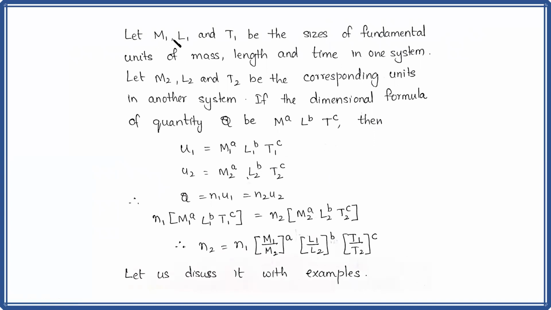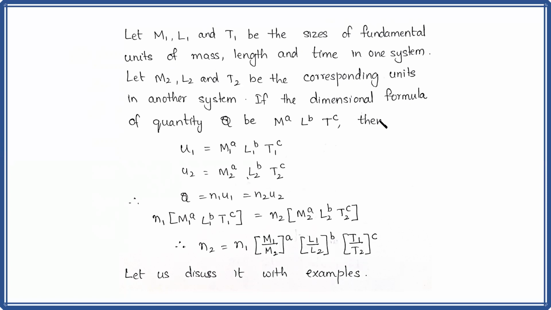Now let M1, L1, T1 be the sizes of the fundamental units of mass, length, and time in one system. Now we have to convert it into a second system. So let M2, L2, T2 be the corresponding units in the second system.